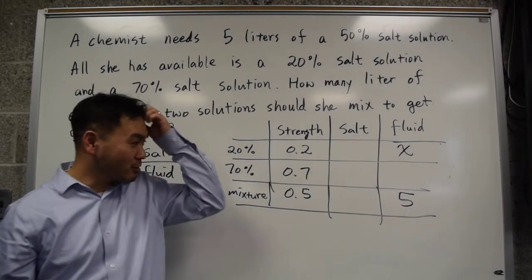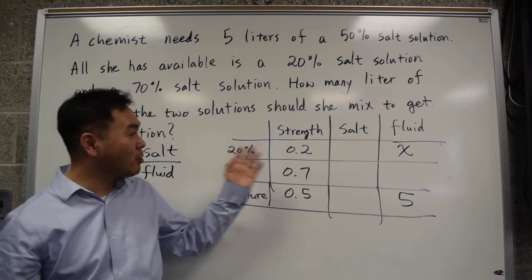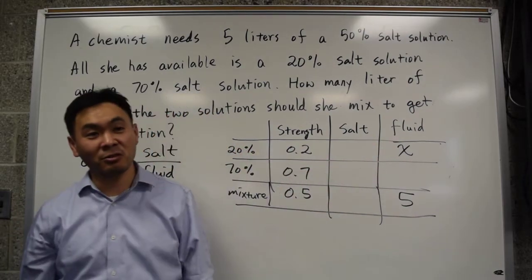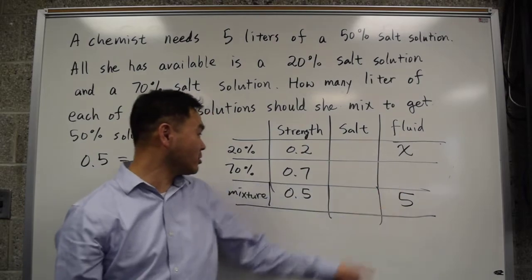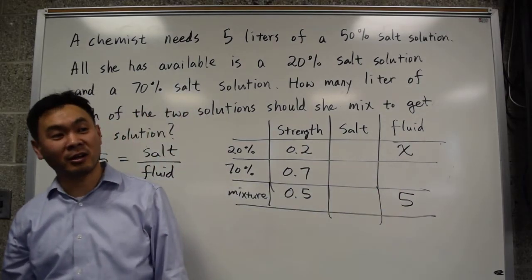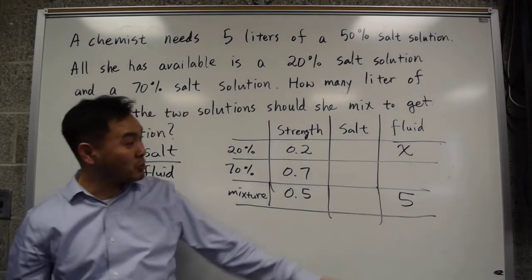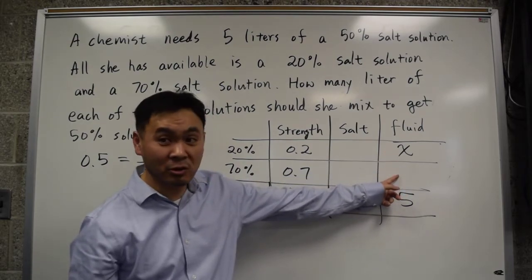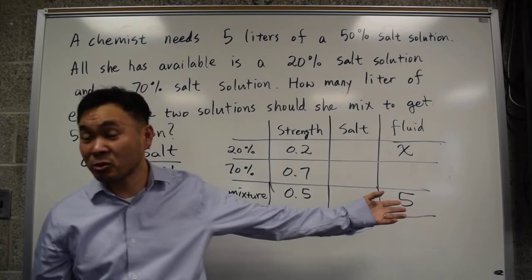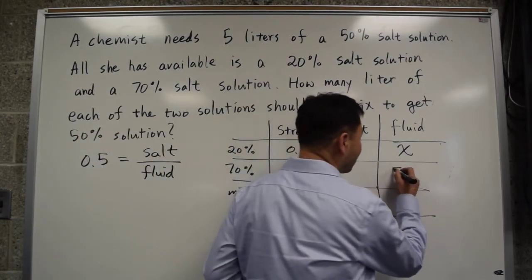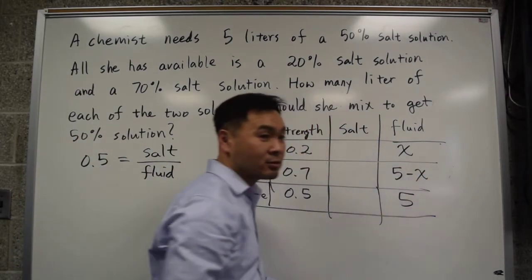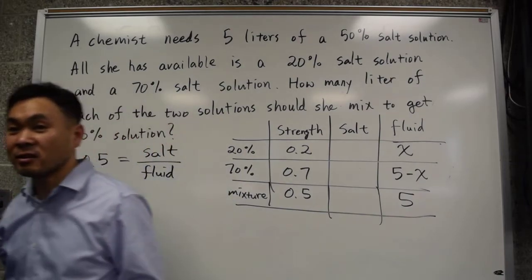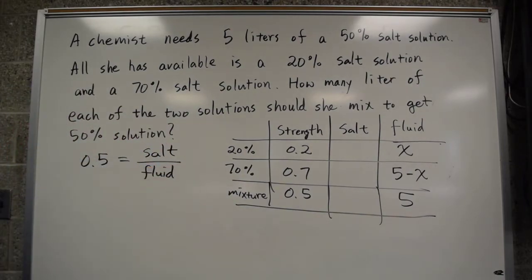Okay, let's think of it like this. If we had 4 liters of 20% solution, how much of the 70% solution should we put there? 1. We should be putting 1. How do you get 1? If this was 4, you put 1. Minus x. 5 minus x. That's how we're doing it, right? So we put 5 minus x. Just a little bit of thinking can tell you that should be 5 minus x.